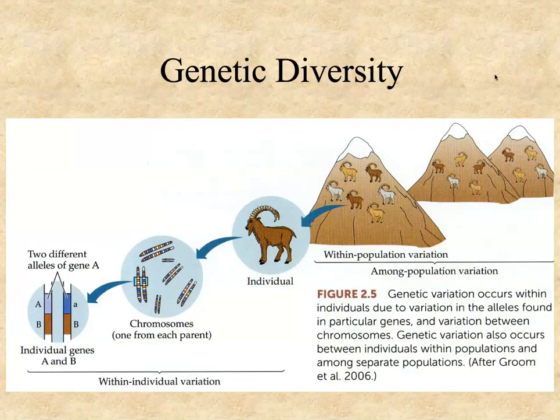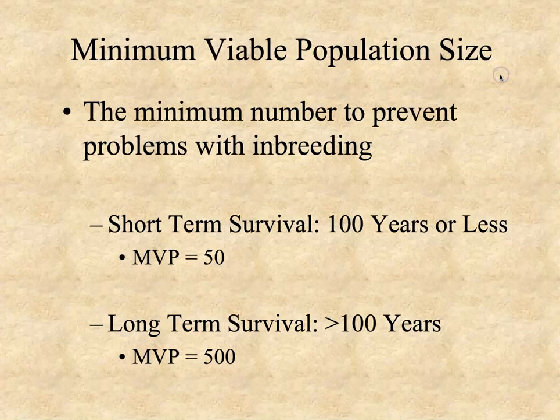Genetic diversity can be seen at many levels. At the lowest level, if you have 2 different alleles for a particular trait, i.e. the individual is heterozygous, that would be genetic diversity at the gene level. In this class, we're going to be talking about genetic diversity mostly at the population level. We want populations with a lot of genetic diversity. We want populations with a lot of heterozygosity. And so how big a population do you need to have to prevent these problems with inbreeding?